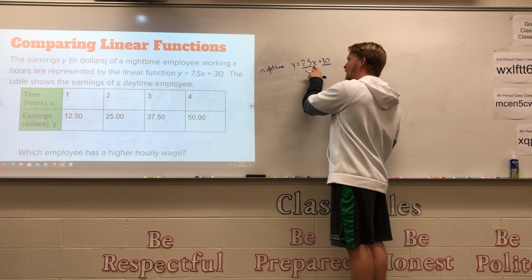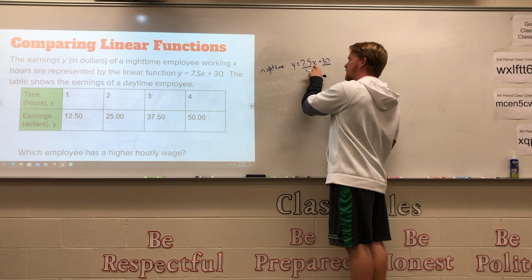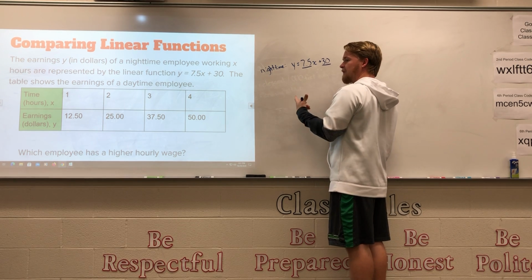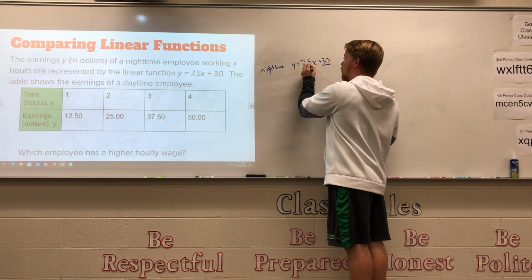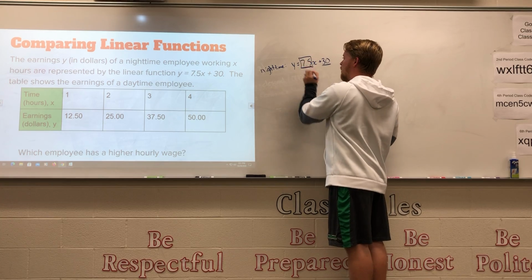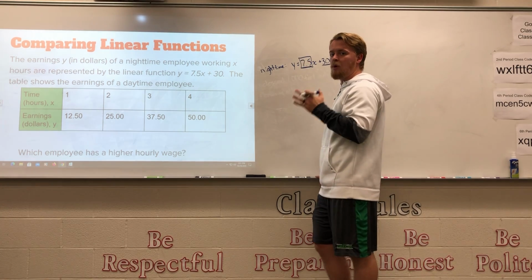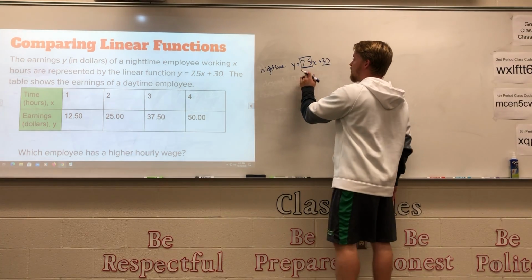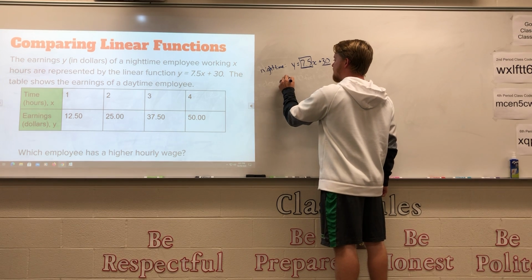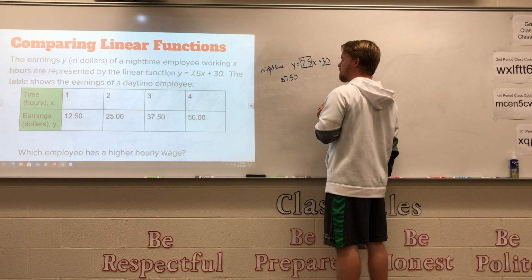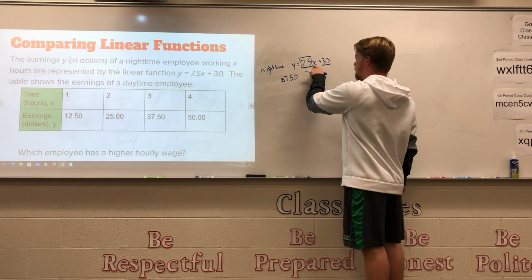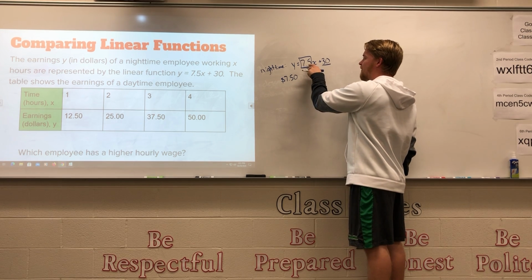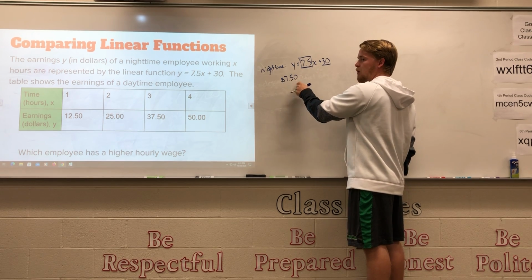Like if I work 2 hours, 7.5 times 2 is 15. So that means I get $15. So this number, or your slope, represents your hourly wage. So the nighttime employee makes $7.50 per hour. Anytime you have that being multiplied by x, that is your hourly wage, or what you're getting paid per hour.